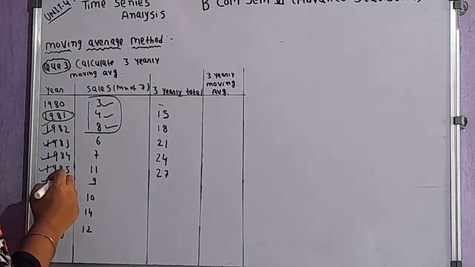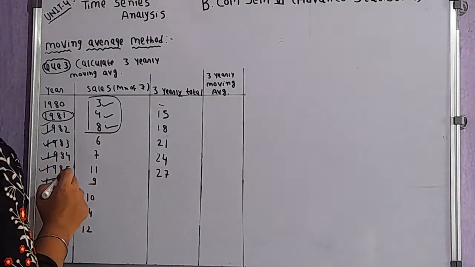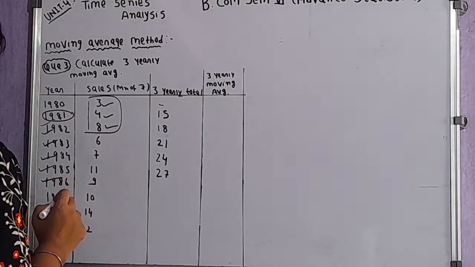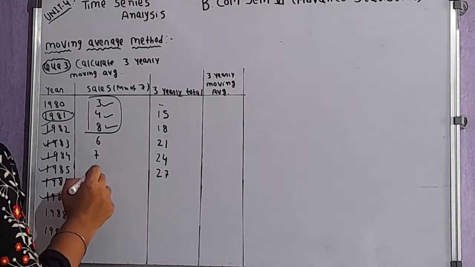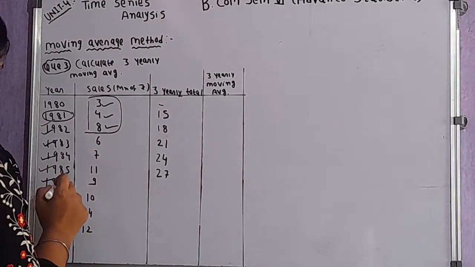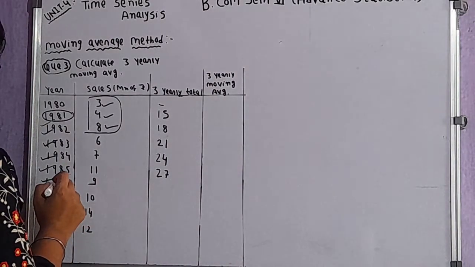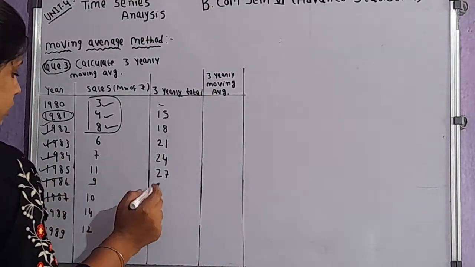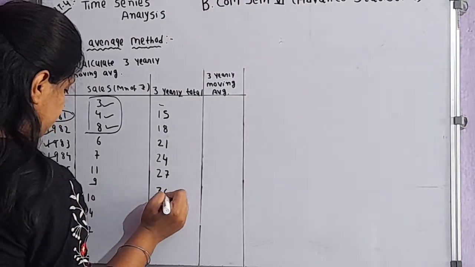After that we are going to drop this 1984 and consider 1985, 1986 and 1987. So here it will become 11 plus 9 plus 10. It comes to 30, and this 30 would be written against 1986 as it is the middle year. So here it's going to be 30.